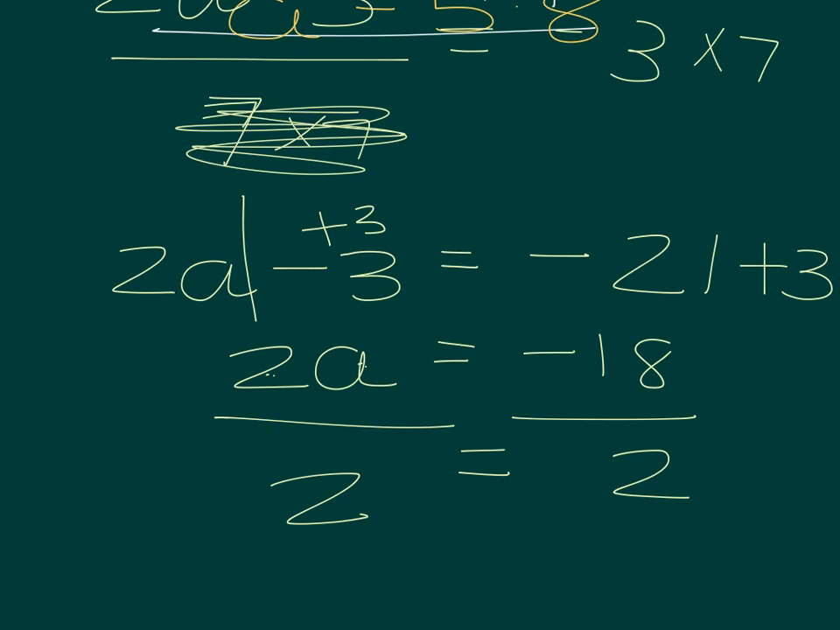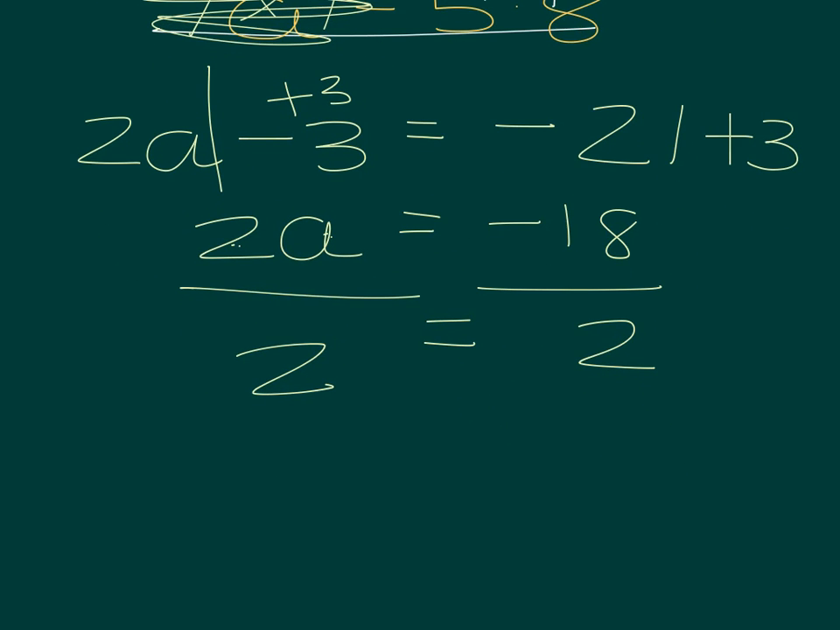So we now have a, because those two cancel each other out, is equal to, how many times does 2 go into negative 18? Well, I know 2 goes into 18 9 times, but a positive and a negative gives me a negative. Therefore, a is equal to negative 9. Now, please make sure you put all your equals underneath each other, and just make it real nice and neat for me. Go ahead and give it a try.